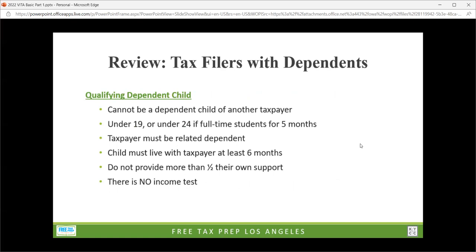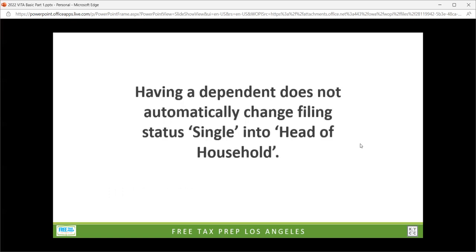Okay, now let's review tax filers with dependents. Qualifying dependent child. Cannot be a dependent child of another taxpayer. Cannot be claimed by anyone else. He needs to be under 19, or under 24 if a full-time student for at least 5 months. Taxpayer must be related. Child must live with the taxpayer for at least 6 months. Does not provide more than half of their own support, and there is no income limit. So those are the things that we always need to remember when we think about a qualifying dependent child.